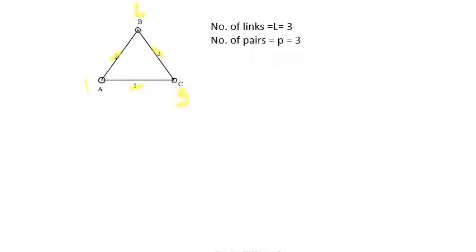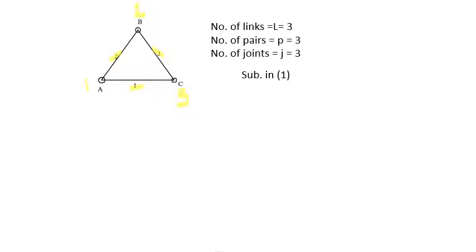So 1 and 2 makes the first pair, which is nothing but joint 1. 2 and 3 makes the second pair, which is nothing but joint 2. 3 and 1 makes the third pair, which is nothing but joint 3. So the number of pairs, small p, is equal to 3. Now let us count the number of joints. The number of pairs is always equal to the number of joints. Therefore, the number of joints, small j, is equal to 3.